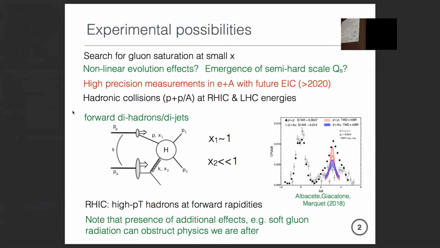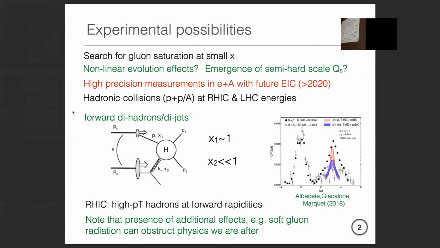Now, how can we do this? At some point down the road, we're hopefully going to have high precision measurements with an Electron-Ion Collider, and we're all going to be very happy and excited about this. But that's only going to happen a few years down the road, and so for the moment, we have to live with what we can do with present-day experiments. Of course, one of the things to look at there is hadronic collisions, pA.